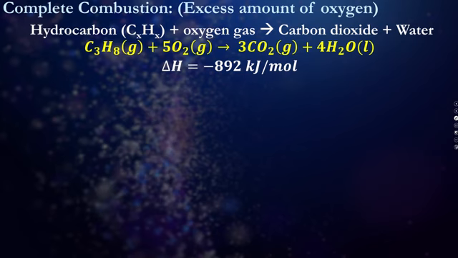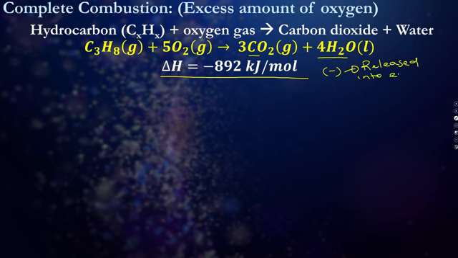So let's try and, quote unquote, look at all these reactions together: complete, incomplete, or insufficient and incomplete. So in hydrogen, or if we're looking at a complete combustion, we have carbon dioxide and water. This is the amount of energy that is released. So 892 kilojoules. This minus sign just means energy released into the environment.